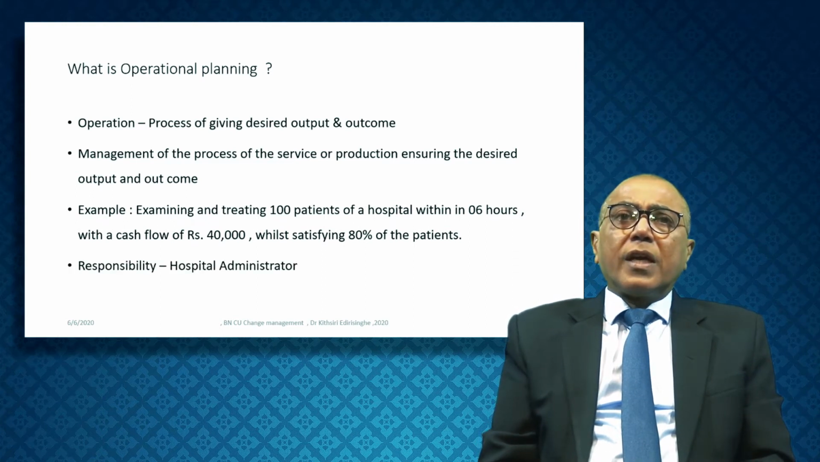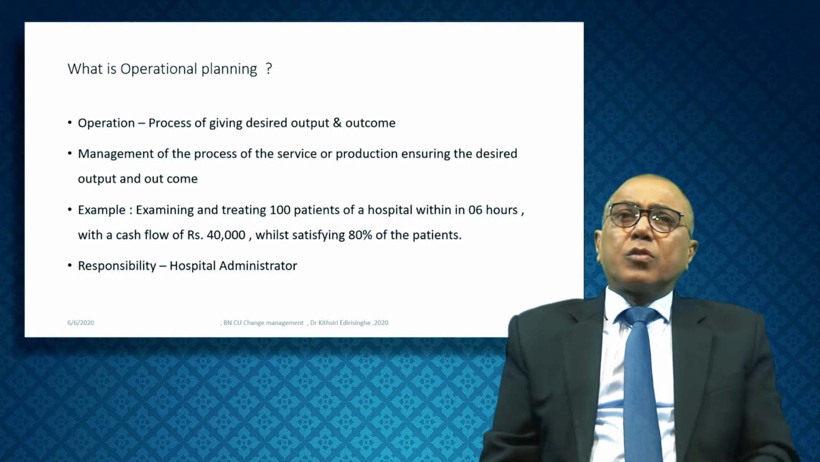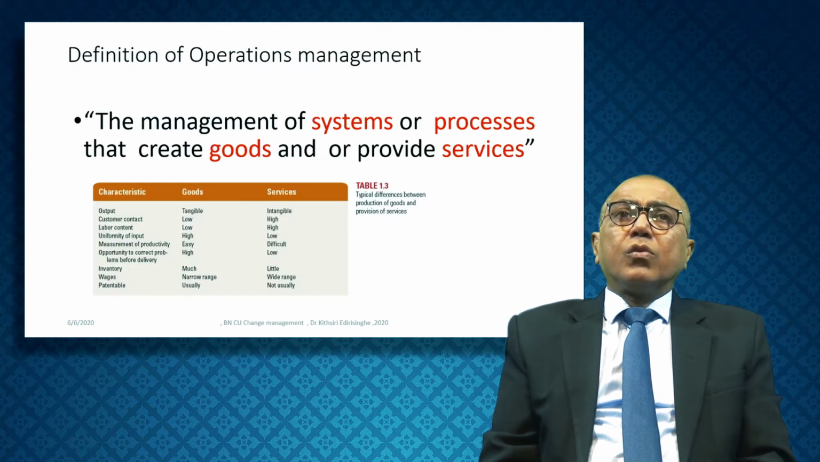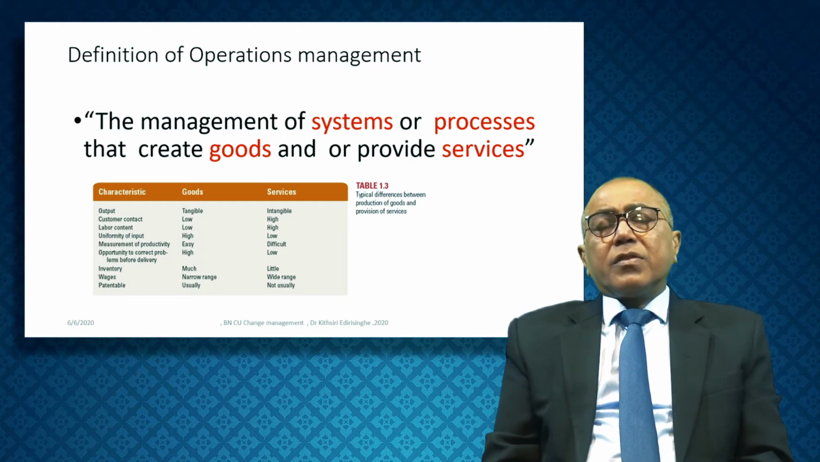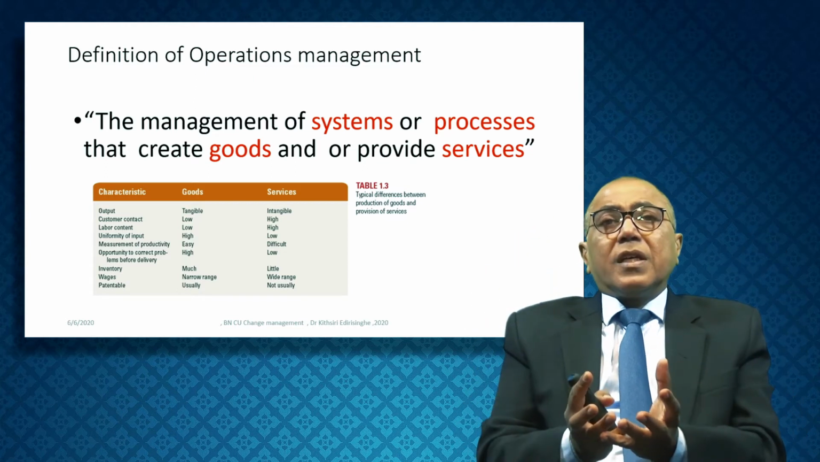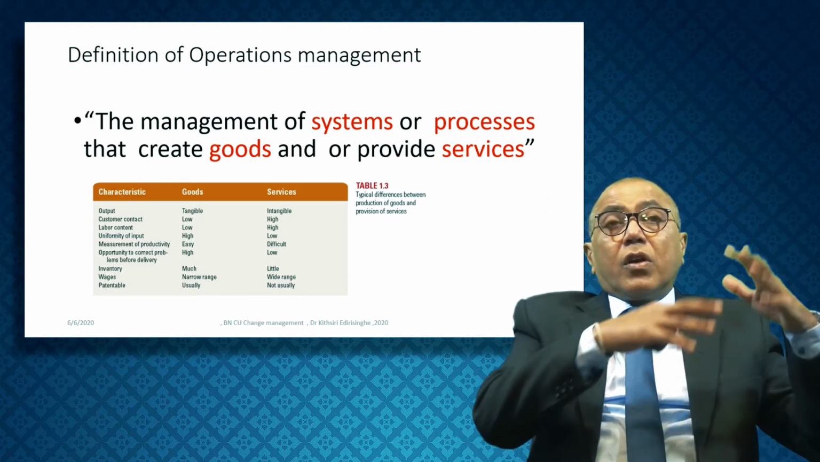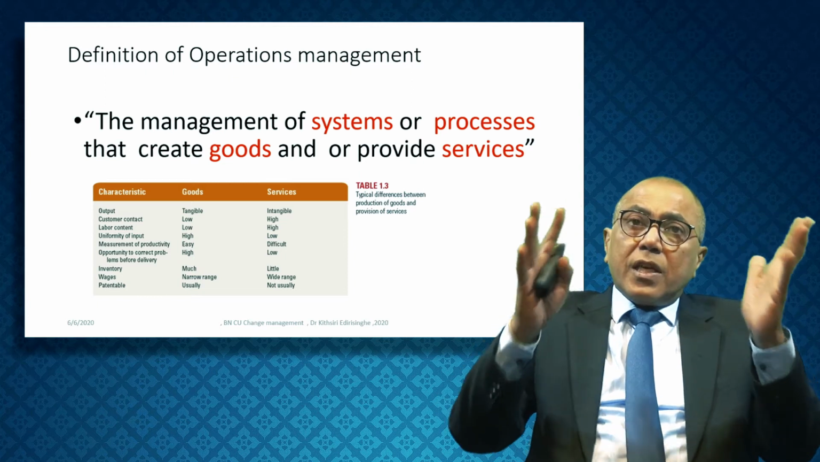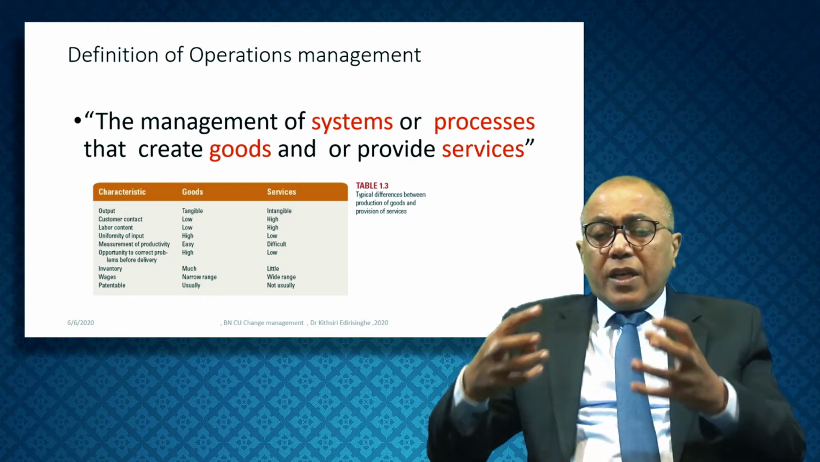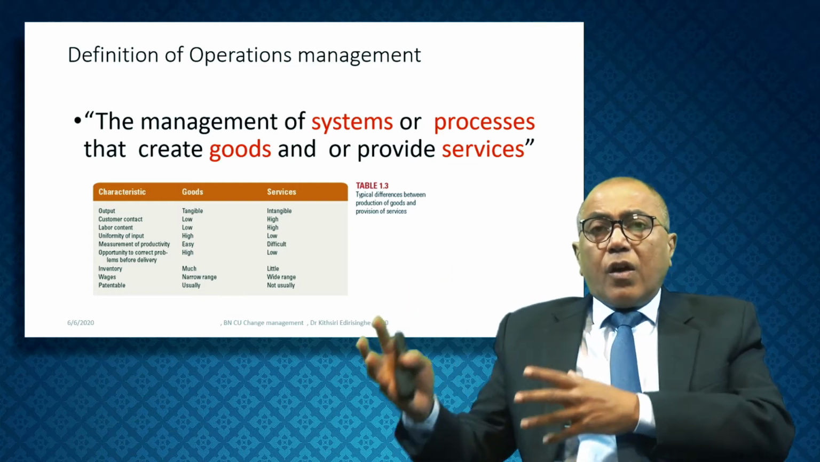Let's look at the responsibility of the hospital CEO, the nursing manager, or the CNO, and then at how to move forward. If you look at the definition, it's a management of systems and processes. You have different systems: a nursing system, a doctor's system, a patient care system. And the processes: in each area, you have input, a process, and the output.